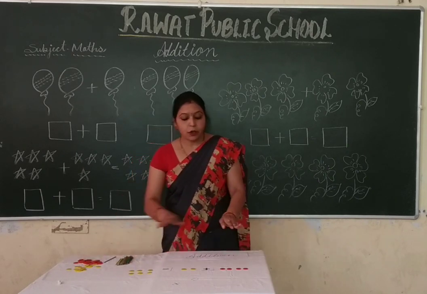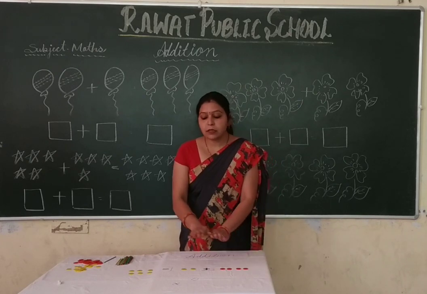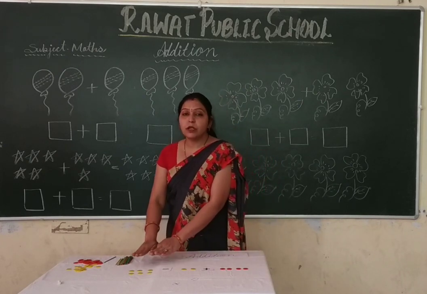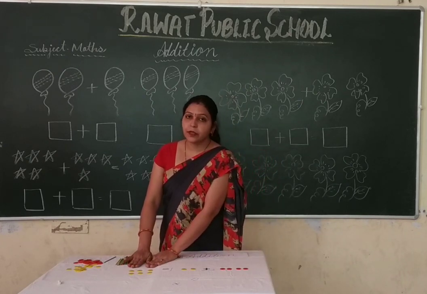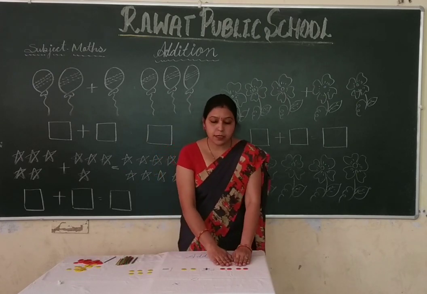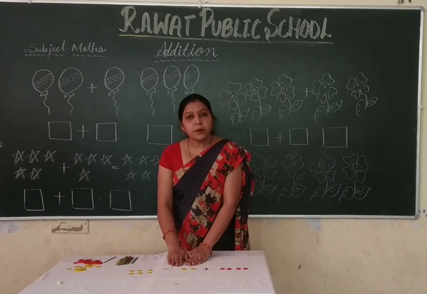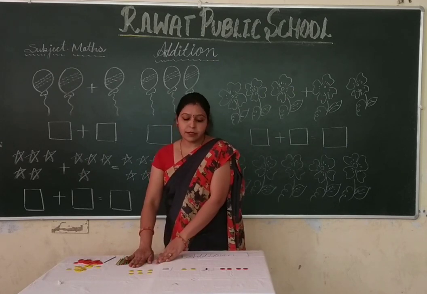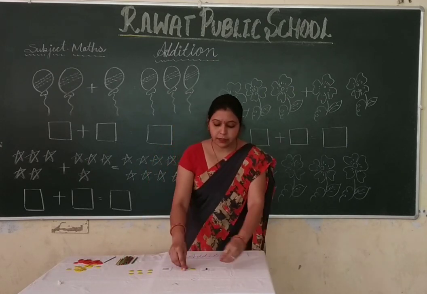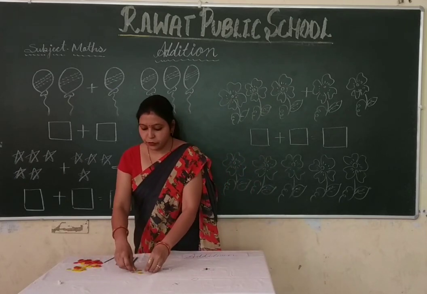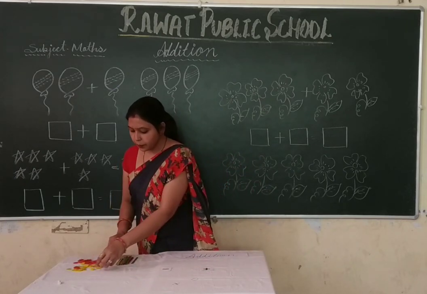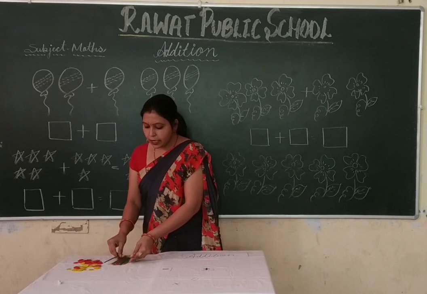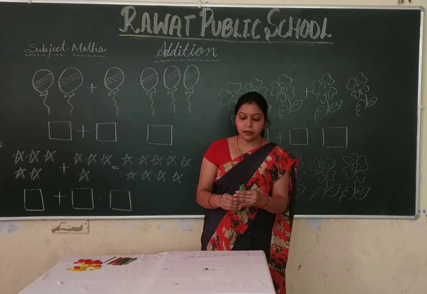So students, 4 buttons plus 2 buttons is equal to 6 buttons. Understood? 4 buttons plus 2 buttons is equal to 6 buttons. Okay students, one more example is here, just wait. Now I have some sticks here.